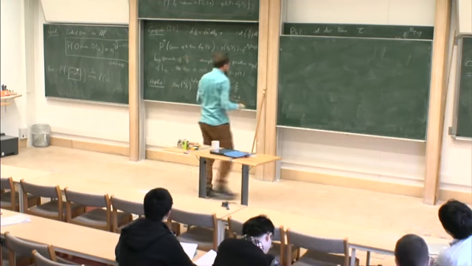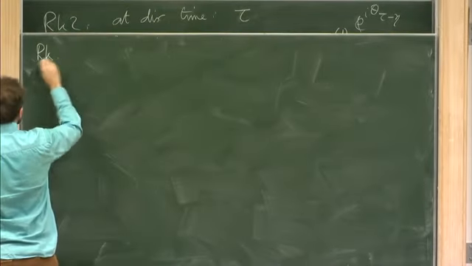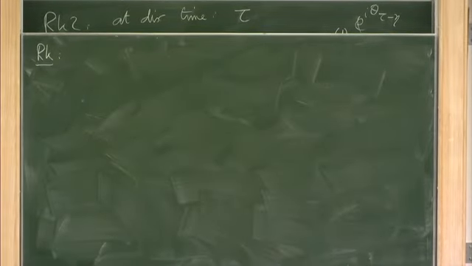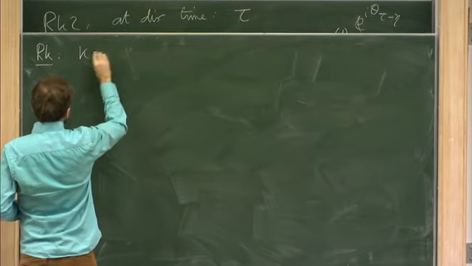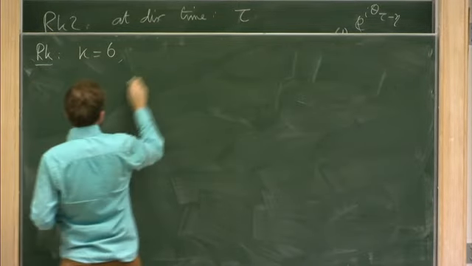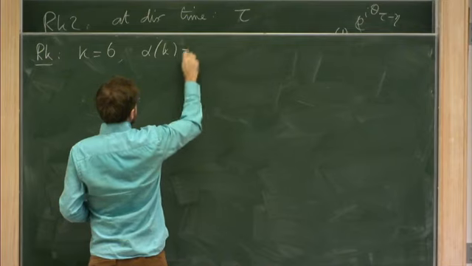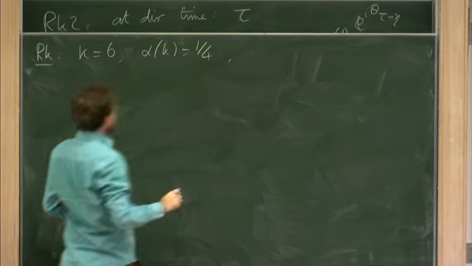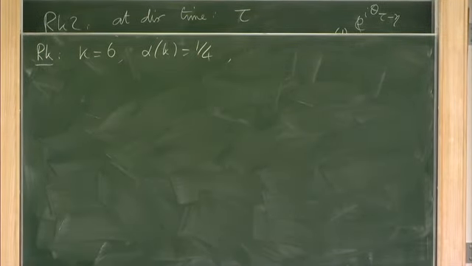So just one remark. So kappa equal to 6 gives you an alpha of kappa which is 1 over 4, and it gives you a b of kappa which is 1/3.